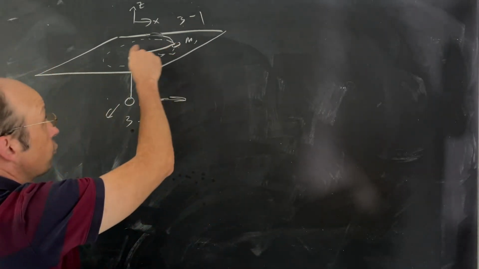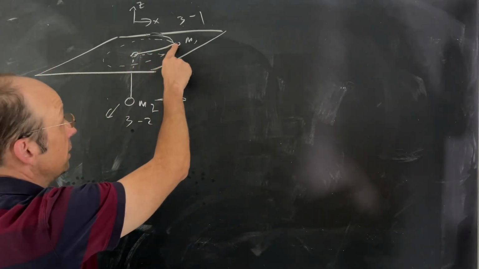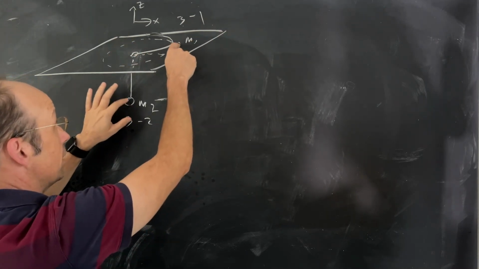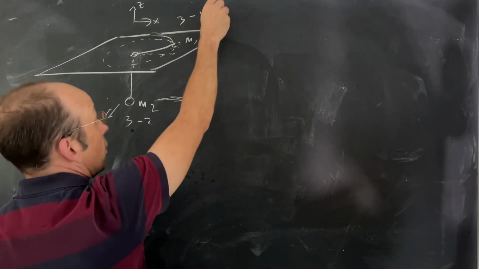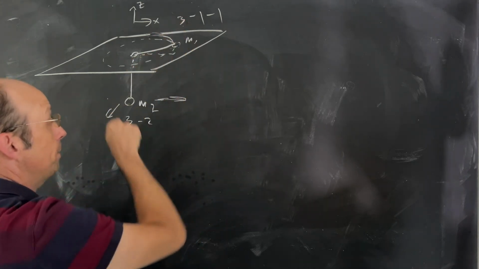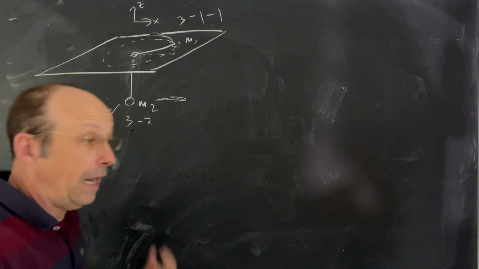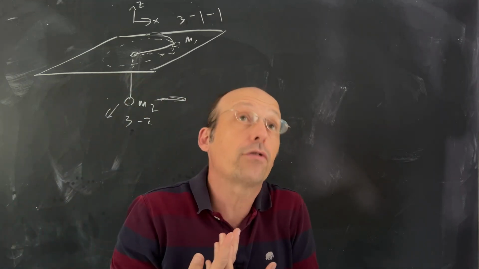Because this string is a constraint. This string says that as this thing moves that way, this thing moves that way too. So the distance between these is set. So that's another -1. So now I have 1, 1. I have 2 degrees of freedom. Now I get to pick what I want for those 2 degrees of freedom.